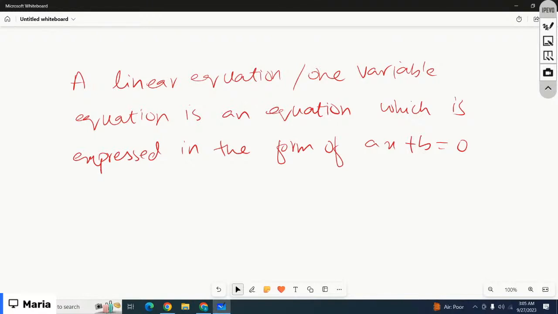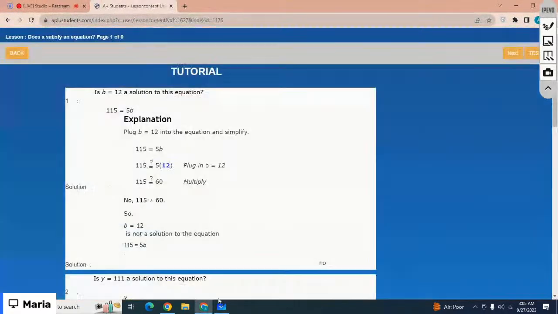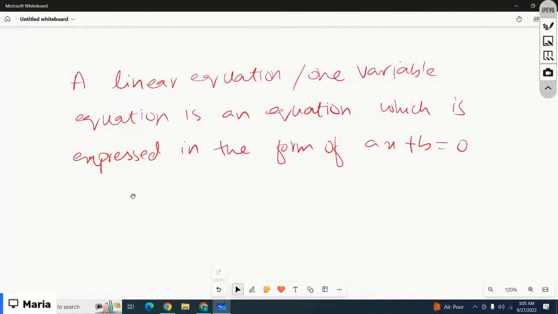So the first lesson we're going to start with is, yes, hi everyone, I can see your messages. The first one is, does x satisfy an equation? Basically you are given an equation and a solution. You have to see if the given solution is a solution of the equation.